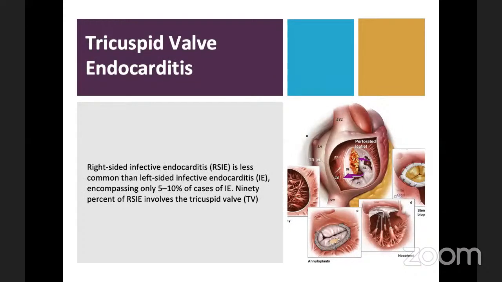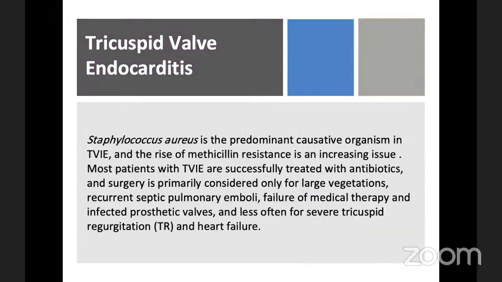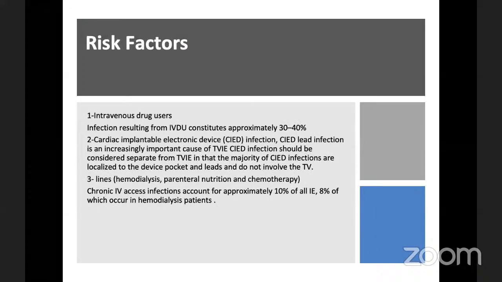Tricuspid valve endocarditis is a right-sided infective endocarditis, less common than left side. It represents 5 to 10% of cases of endocarditis. Staph aureus is the predominant organism in tricuspid valve endocarditis, and the rise of MRSA increases this issue. Risk factors: intravenous drug use, cardiac implanted device infection. In cardiac implanted device infection, lead infection is an increasingly important cause of tricuspid valve endocarditis.